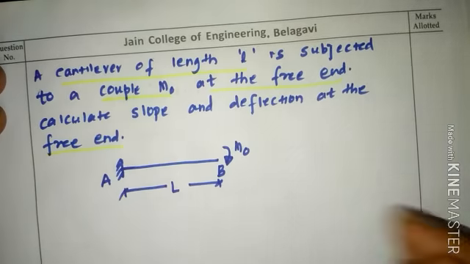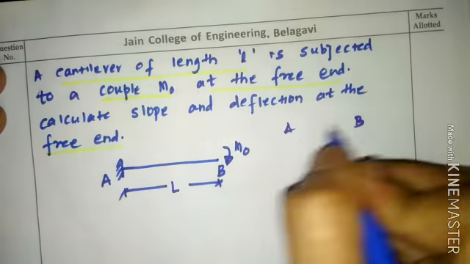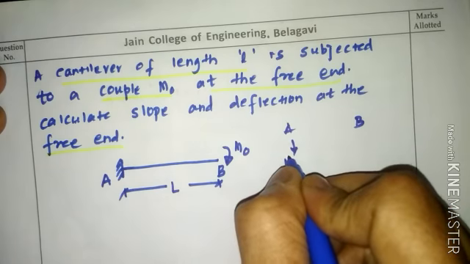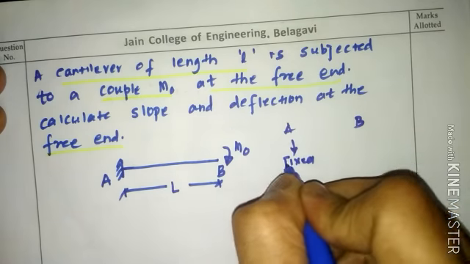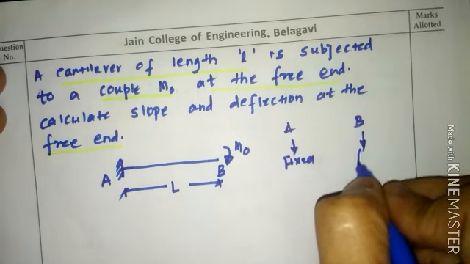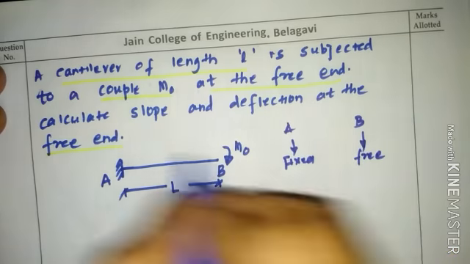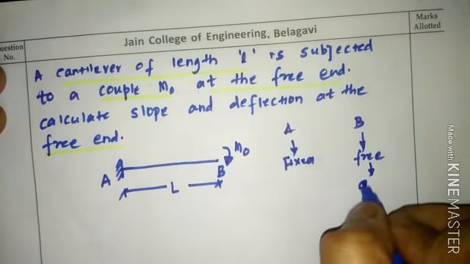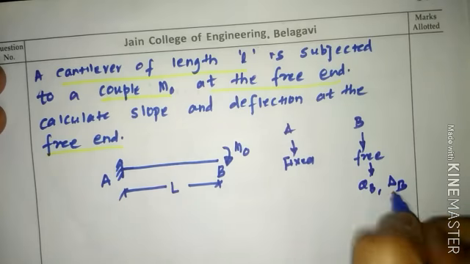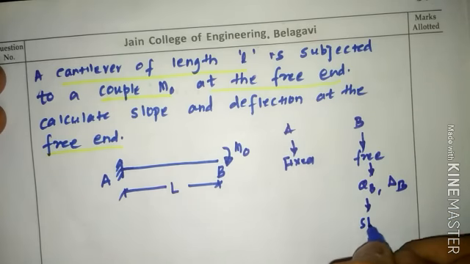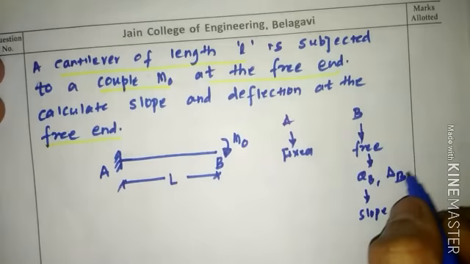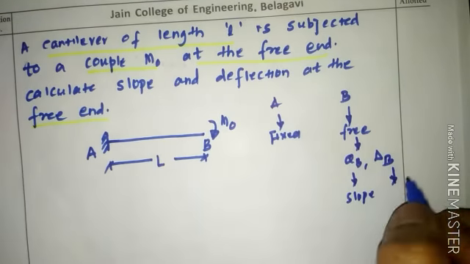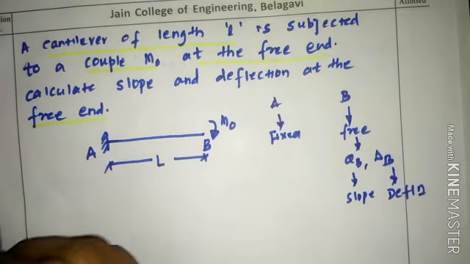There are two ends here, A and B. A is a fixed end, whereas B is a free end. So calculating slope and deflection at the free end indicates I'll be calculating theta B and delta B. Theta B will be called slope and delta B will be called deflection. So we will be calculating theta B and delta B.